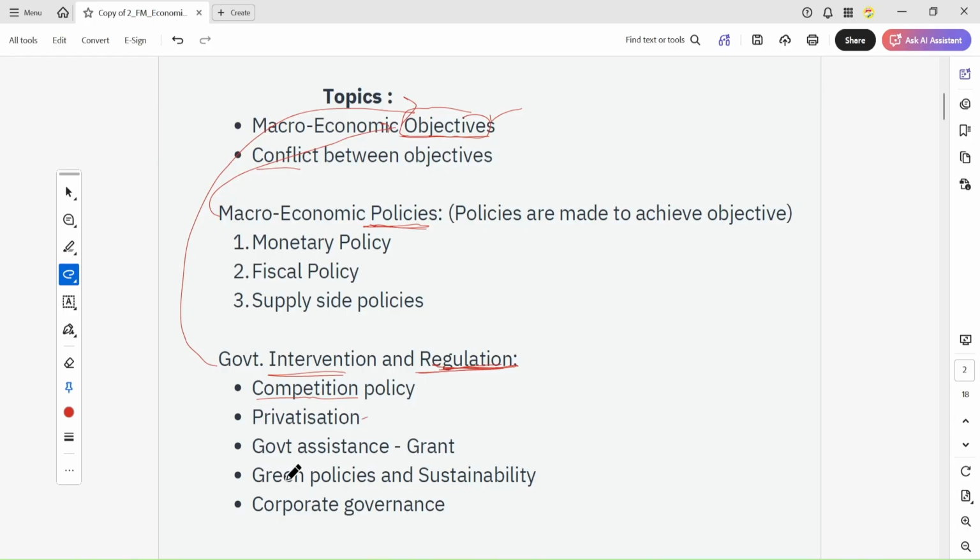Next is the green policies. Government makes policies for encouraging environment friendly products or methods of producing products. Then we have sustainability. Next we have corporate governance, how the companies will govern. So these are the policies and interventions done by the government. This is the whole chapter, and these are the topics that we will understand here.